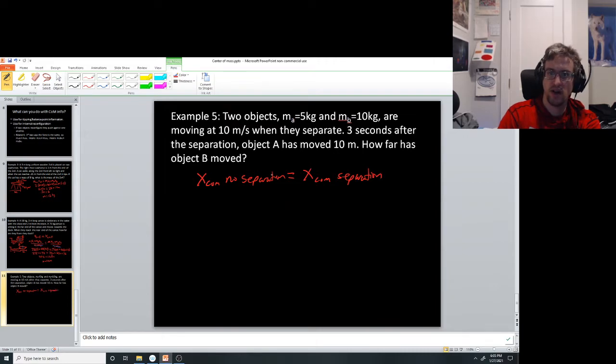Okay? This is both at 3 seconds. So at 3 seconds, this is true. There's a center of mass with no separation. Well, that's easy. They were going along at 10 meters per second for 3 seconds, so it's 30. The separation has to be 30. So it's going to be x1 m1 plus x2 m2 all over m1 plus m2.